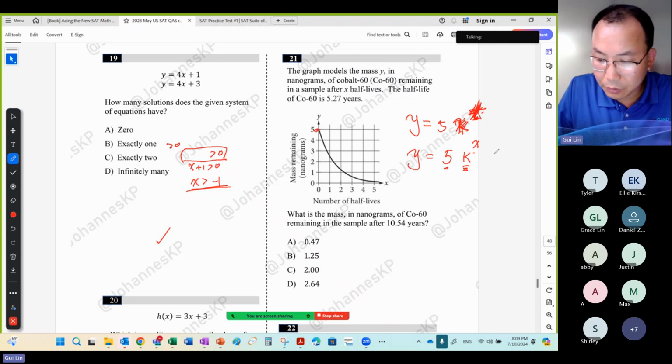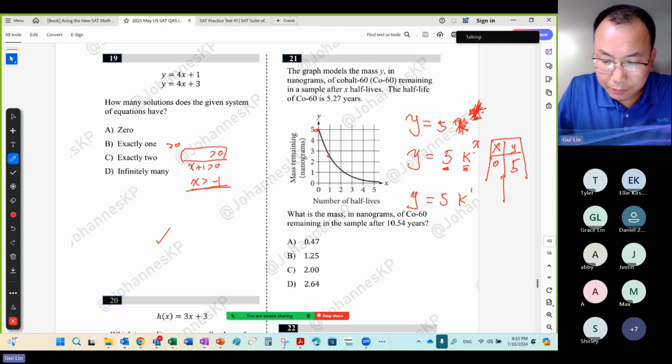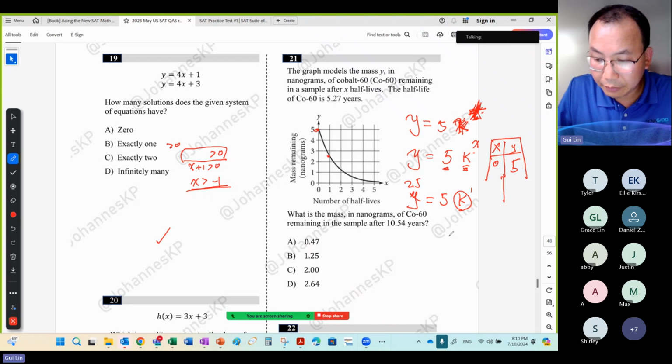That's where the 5 comes from. So you can make a table of x and y. When x equals 0, y equals 5. After 1 year, when x equals 1, y changes to 2.5. So you can see what k would be. K would be half, right? So y equals 5 times half to the power x.